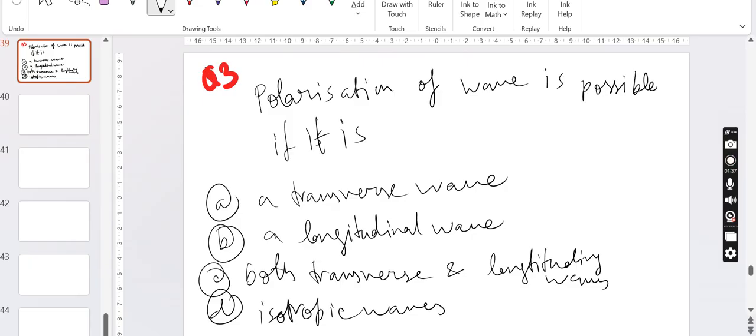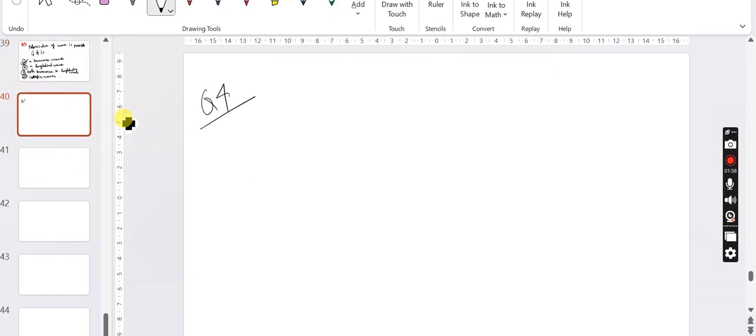So the transverse wave can be polarized because their oscillation is perpendicular to the direction of propagation. So here they are restricting to a single plane. And the longitudinal wave cannot do that. So the answer is transverse wave. Question 4.